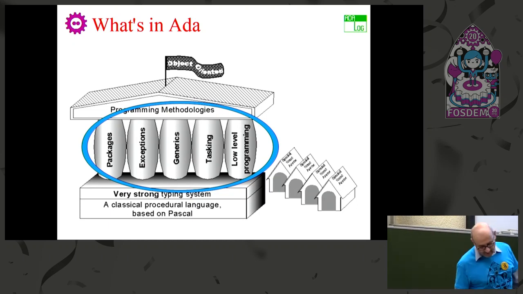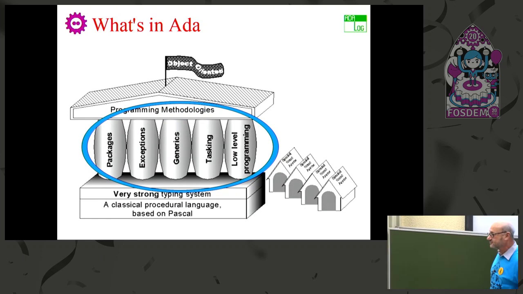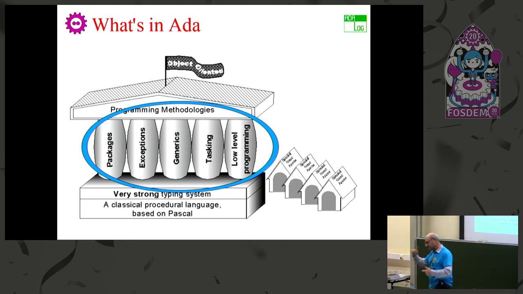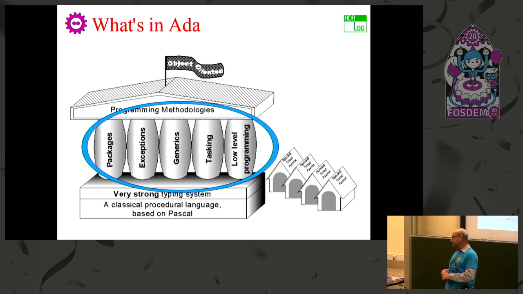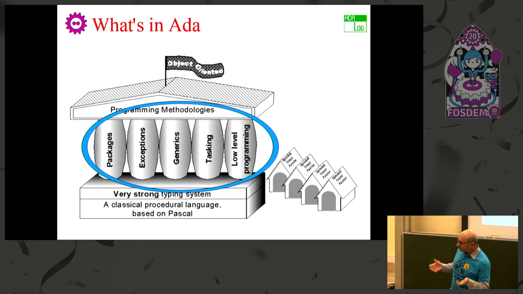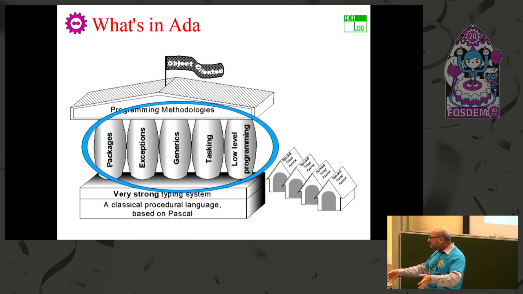Generics, well, they're a bit like templates in C++. Or should I say templates in C++ were inspired from Ada generics. It's a way to have reusability in the presence of strong typing. If you write an algorithm for a certain type, you cannot use it for another type. So it's a way of parameterizing your software so you can use it on various types.